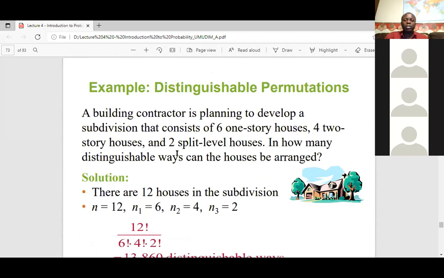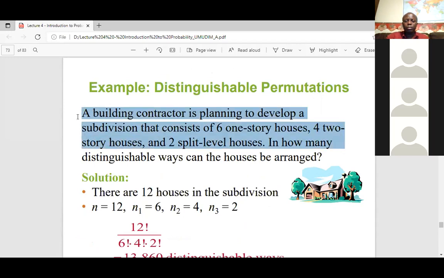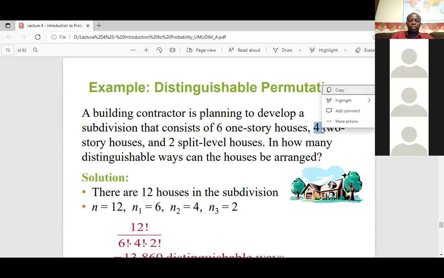It says that a building contractor is planning to develop a subdivision that consists of 6 one-story houses. This is N1. 4 two-story houses. This is N2. Then 2 split level houses, N3. In how many distinguishable ways can the houses be arranged where you have a specific order?